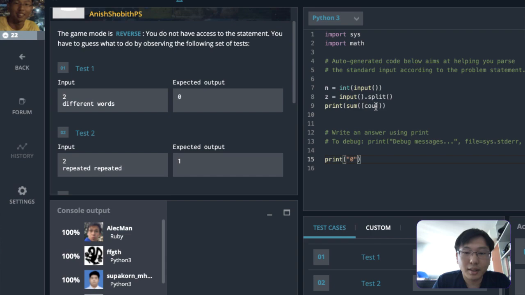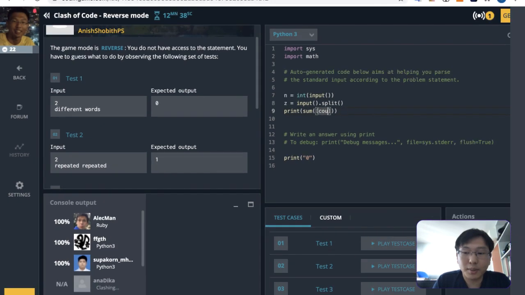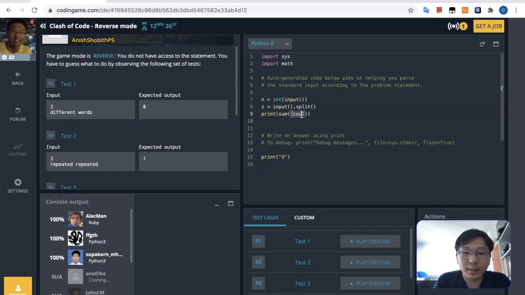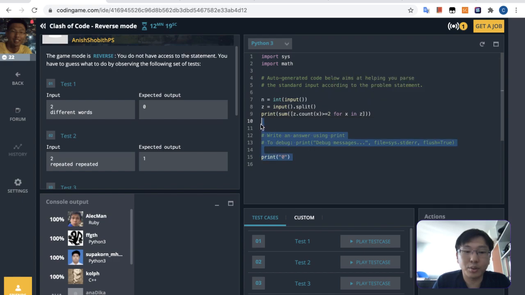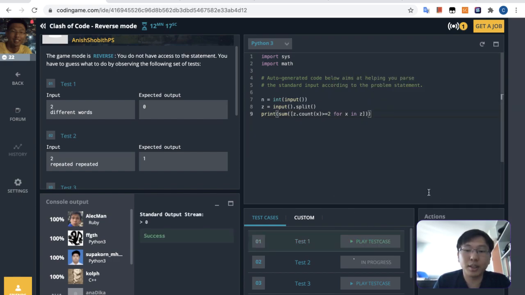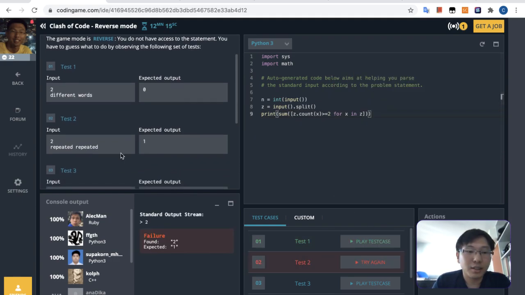Okay, let me just put this back here. Print sum, x for x in z, if z dot count x is greater than or equal to 2. And that will do. Yeah, it will just tell us whether there are repeated words or not.